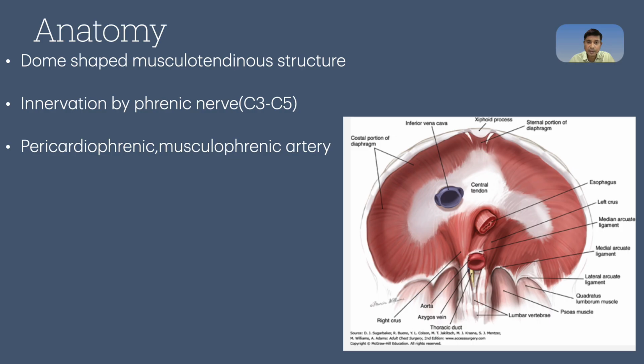So you can see in the diagram, it's a beautiful diagram showing the central tendinous part and peripheral muscular part along with its openings, through which the inferior vena cava, esophagus, vagus nerve, and aorta pass, along with the two crura of the diaphragm. Here is a beautiful image also. You can see the dome shaped structure.